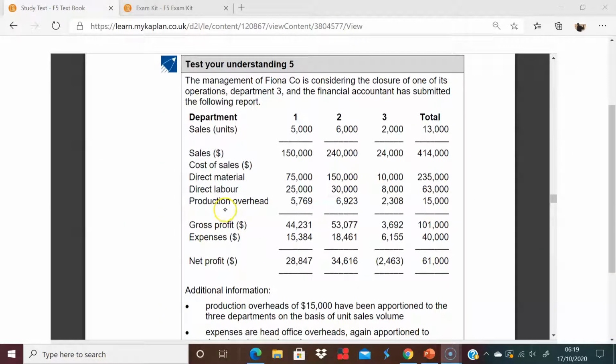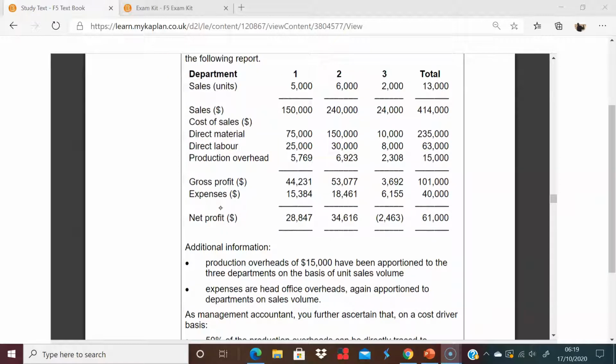I'm not going to do this question in totality, but I'm going to talk through it and take us to the answer. So you have the scenario where you have three different departments, department 1, 2, and 3. Now we want to shut down department 3 because it looks as though it's giving us a negative profit. But look here, we have these production overheads, we have labor, and we have expenses. Now let's see what's actually going on. It says that production overheads of 15,000 have been apportioned. This 15,000 has been apportioned on the basis of unit sales volume, right? So first of all, it's just an arbitrary overhead, isn't it? No one knows what the connection really and truly is.